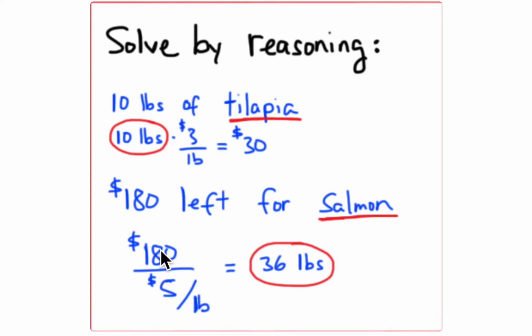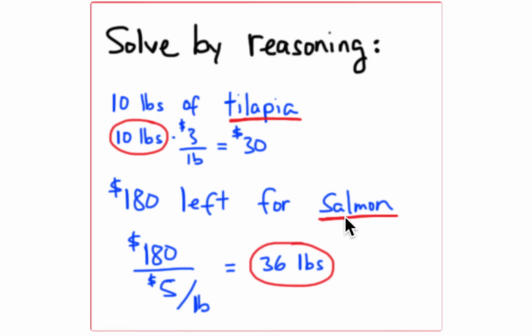So how many pounds of salmon can you get? That's $180 divided by 5. Remember, once again, every time you take out $5, that is equal to a pound of salmon. So I can do that 36 times. So that means I can buy 36 pounds of salmon. Now this is reasoning through it. This is just kind of thinking through, oh, okay, so I'm going to pay $30. So here's $30. Oh, I have left $180. And so $180, I can get 36 pounds of salmon.